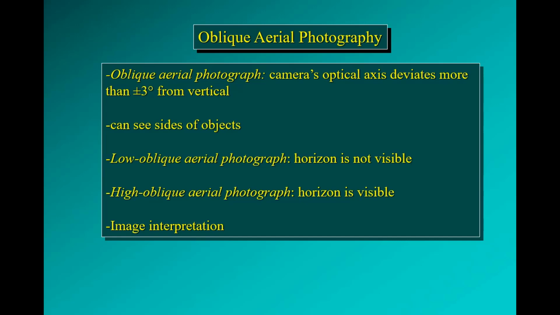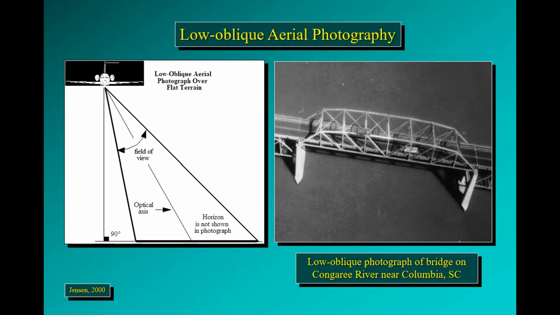So if we have objects with some height above the local datum, we would want those objects to appear to lean away from the observer's vantage point. Otherwise, that could potentially complicate the interpretation of the image. And this is just a graphical depiction of what we were talking about.